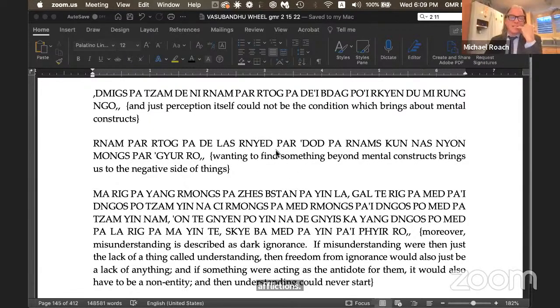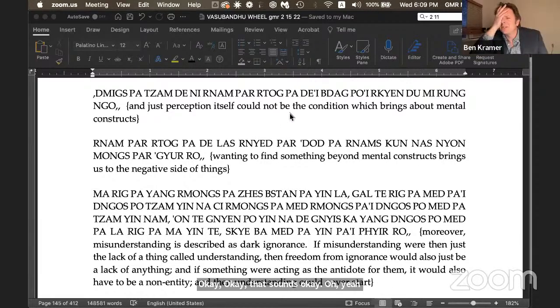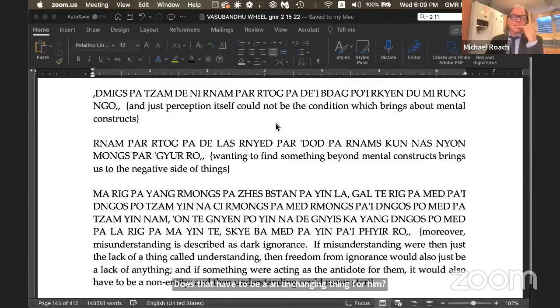But a topa, right? Does that have to be an unchanging thing for him? Any chance? I don't think so. I think what he's saying is that if the first link is just some kind of perception, that wouldn't be enough to trigger all of your negative emotions. It's got to be some kind of misunderstanding that triggers desire.